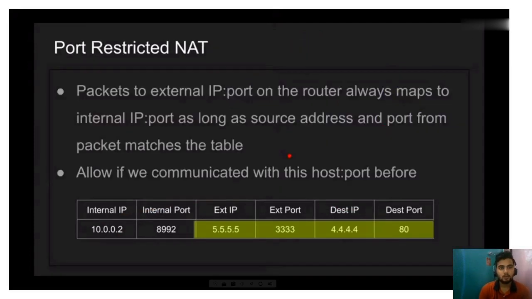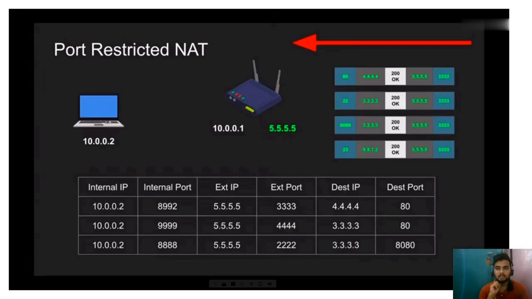And the third one is port restricted NAT. It is basically the extension of the address restricted NAT. It checks both the destination IP and destination port. In this example, we can see that for the first one, yes, we have already connected on 4.4.4.4 on port 80, so it will pass that. But for the second one, we have connected to the destination IP, but not on this port, so it will cancel that. For the third one, yes, we have connected on the destination IP and on the same port, so it will pass that also. But for the fourth one, we have never connected even to the destination IP, so it will fail that.